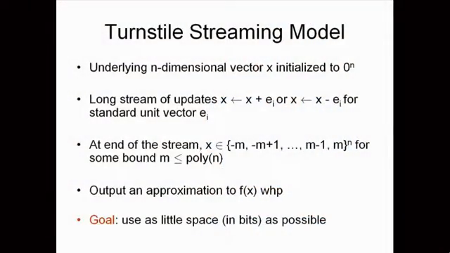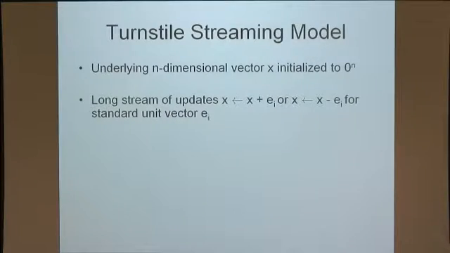So the Turnstile streaming model, which is a well-studied streaming model, is the following. You're given an underlying n-dimensional vector x, which is initialized to all zeros. And what happens is you see a long stream of additive updates to the coordinates of x, in the form that x goes to x plus e_i or x goes to x minus e_i for standard unit vectors e_i. So you can think of this as items coming and going in a stream, where the ith coordinate of x corresponds to the number of times item i is there.